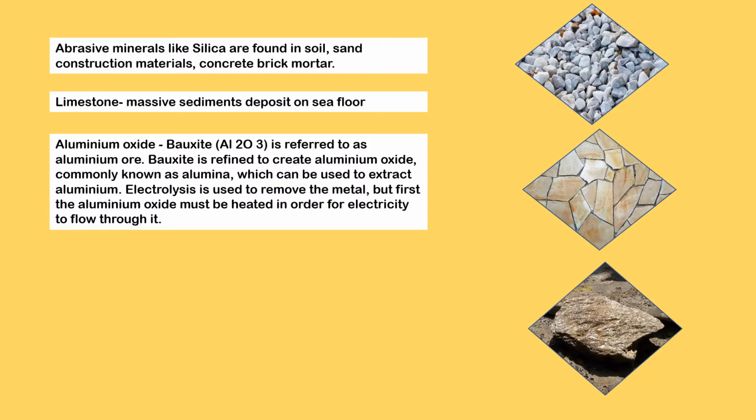Electrolysis is used to remove the metal, but first the aluminum oxide must be heated in order for electricity to flow through it. I have explained in detail in my video Aluminum Industry from the Manufacturing Industry chapter. Please go through the Tejas Education video on it.